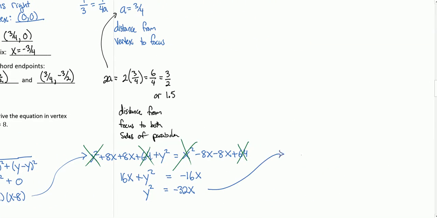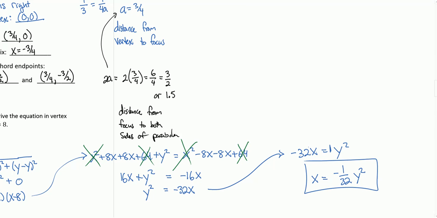I'm going to switch sides. So -32x is equal to y squared. Remember, there's a 1 in front of that y squared. So divide by -32, and you get x is equal to -1 over 32 y squared. And that's your answer.